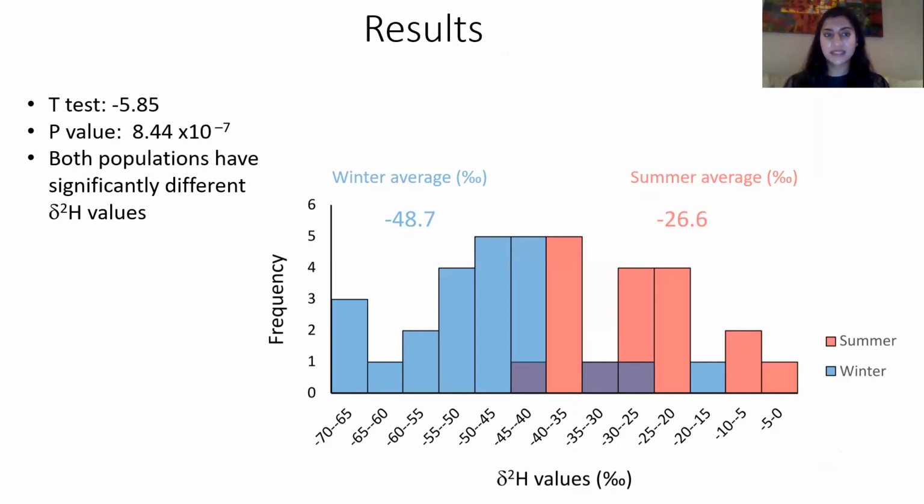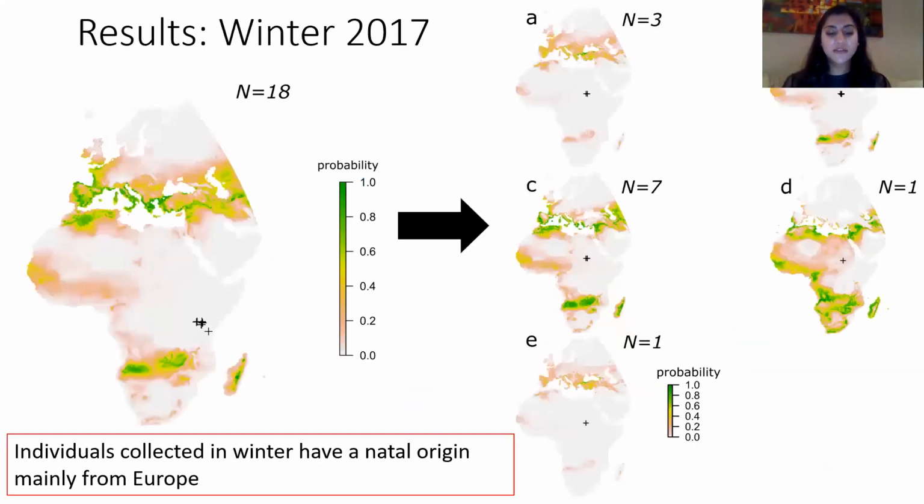Now, we can make geographic assignments with the niche model to help predict the natal origin for each season more specifically. The first assignment is a sum of probabilities of all 18 individuals. We can observe that there is a high probability of the origin being from Europe, but also from Southern Africa. To refine the natal origin, we further divide it into clusters. Those clusters show an important probability of natal origin in Europe, even though some clusters still have a probability of being from Southern African regions.